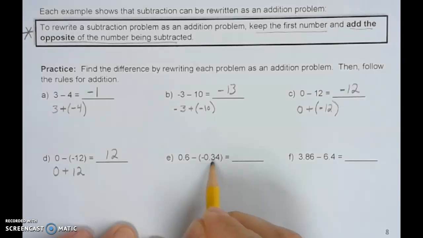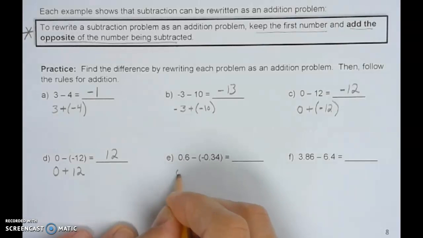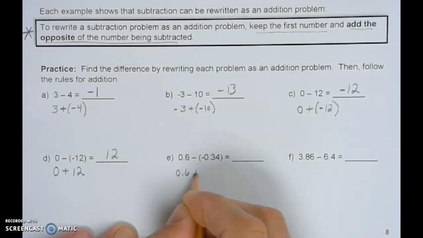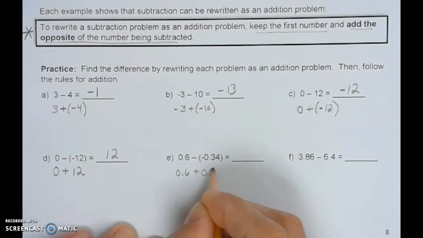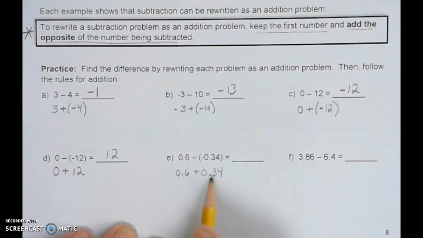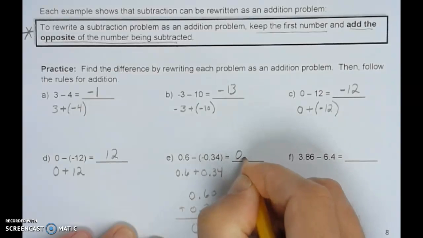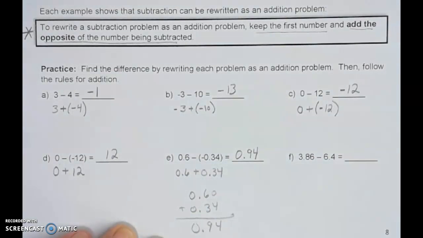6/10 minus negative 34/100. Keep 6/10 the same. Add the opposite of negative 34/100, which is positive 34/100. They're both the same sign. They're both positive, so I'm just going to add these numbers together. Okay, put a 0 there. 0 and 4 is 4. 6 and 3 is 9. Bring your decimal down. 0, 0, 0. We get an answer of 94/100.